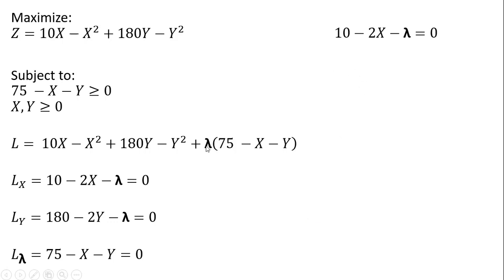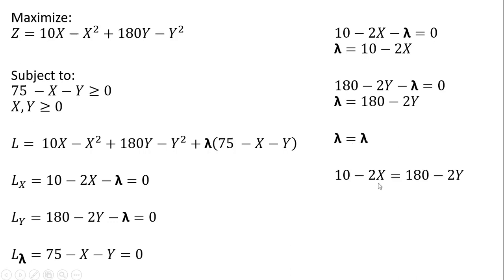The next step is I'm going to take our first partial derivative over here, and solve that for lambda. So lambda equals 10 minus 2x. Then I'm going to take our second partial derivative result right here and also set that equal to lambda. We have two lambda equations, so I'll set lambda equal to lambda. We have the following. I'm going to simplify this and divide through by 2. So y equals 85 plus x.